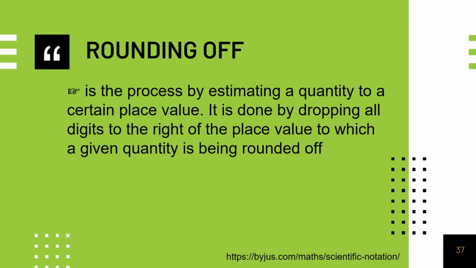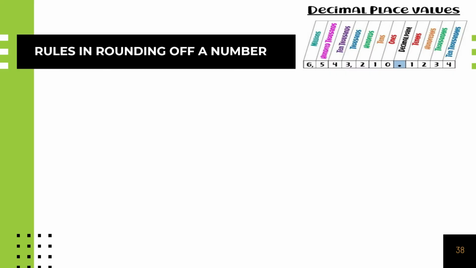Okay. Next, rounding off. Rounding off is the process of estimating a quantity to a certain place value. It is done by dropping all the digits to the right of the place value to which a given quantity is being rounded off. So we have the rules. Again, please remember the positioning of the numbers from elementary. So we have the decimal here, ones, tens, hundreds, up to millions. Then near the decimal point, to the right side, we have tenths, hundredths, and thousandths.